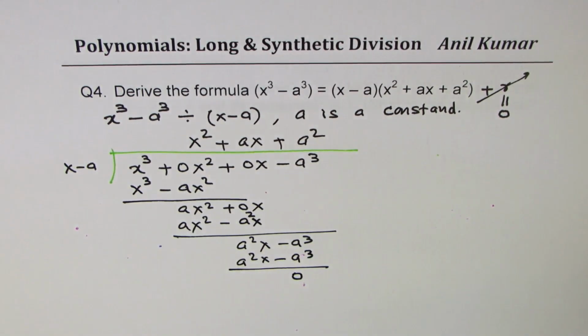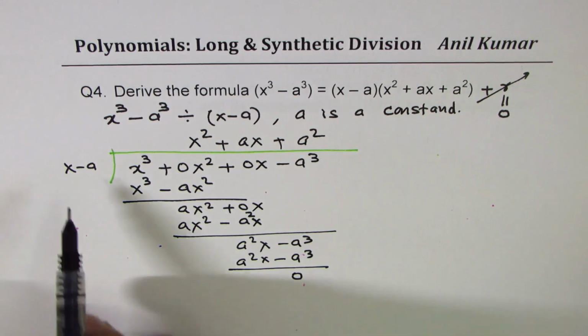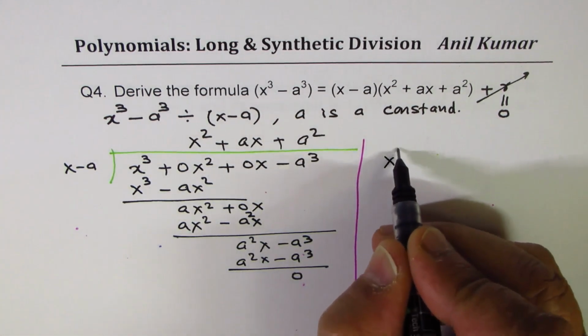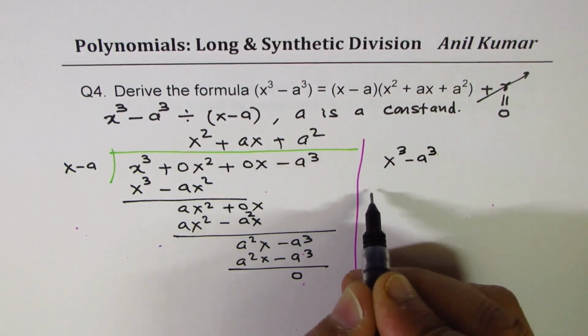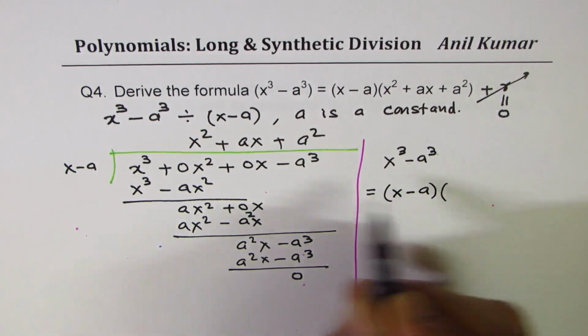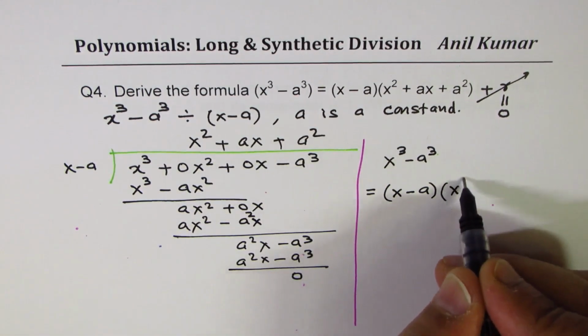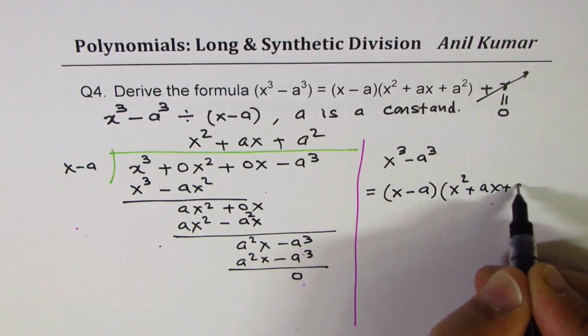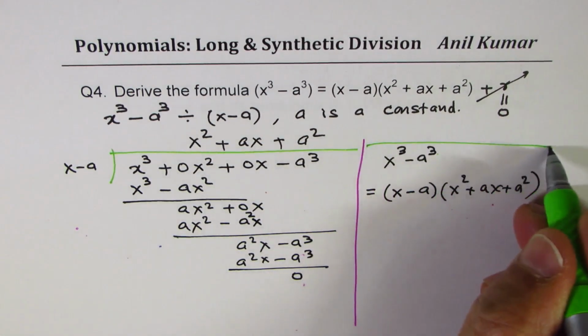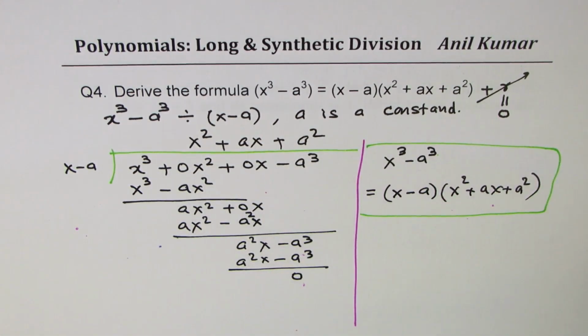Do you see that? Since the remainder is 0, we know x minus a is a factor, and we could now write that the function, which is x cubed minus a cube, is indeed equal to x minus a times the quotient, which is x squared plus ax plus a squared. Perfect. So that is how you have to do it. So I hope the steps are absolutely clear.